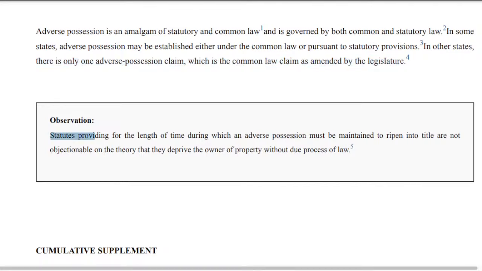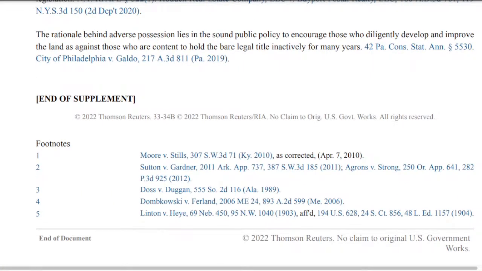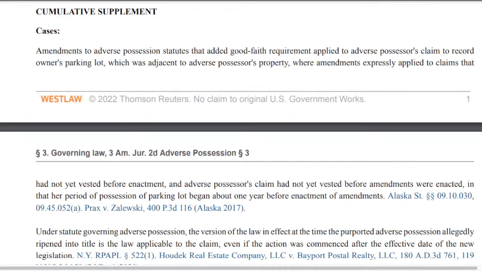Observation. Statutes providing for the length of time during which an adverse possession must be maintained to ripen into title are not objectionable on the theory that they deprive the owner of the property without due process of law. Oh, okay. Wow, that's pretty interesting there. That's footnote 5. Let's see what that is real quick. 1903, 1904. So those are some pretty interesting cases there, well-established common law there, I'd say.